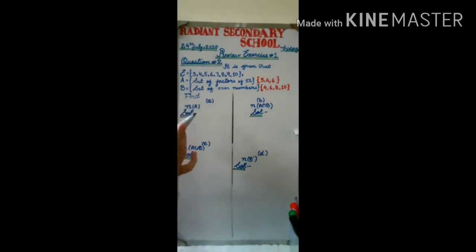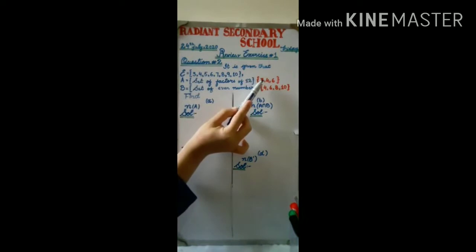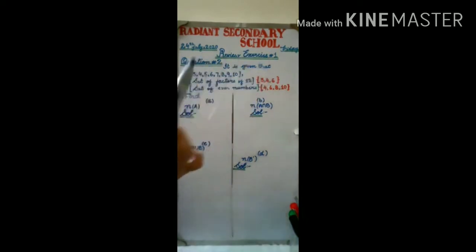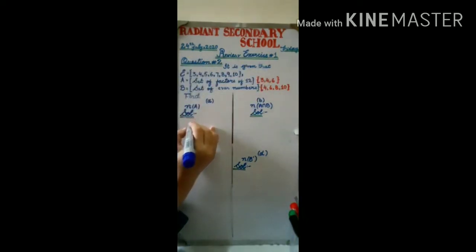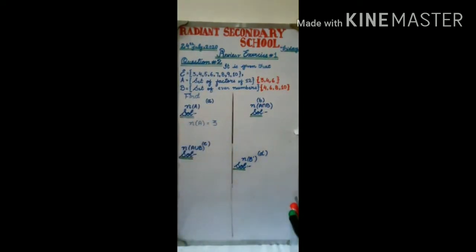N of A means we have to find number of elements in set A. Look at set A. In set A, count these elements, 1, 2, 3. 3 elements are there. So you have to write number of elements in set A is 3. Now come on part B.